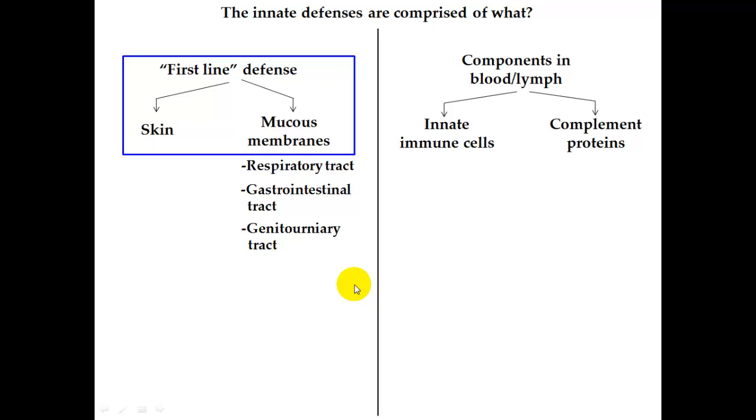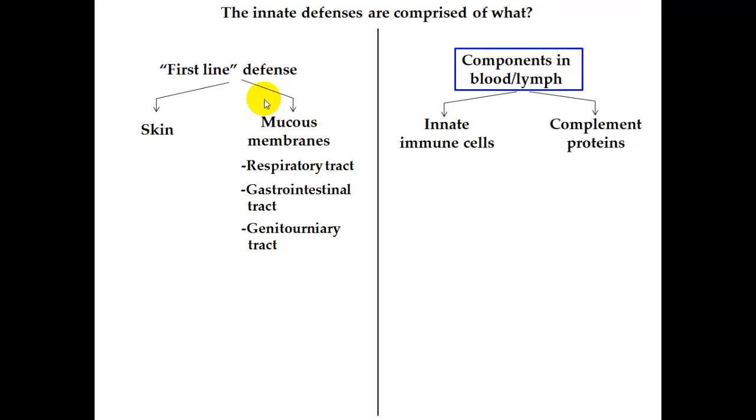So if we take you back to this chart outlining the parts of the innate immune defenses, we've just taken a look at what these first-line defenders can do to protect us against microorganisms. What we'll do next is switch over to the other branch of the innate defenses, those parts that are found in the blood and the lymph, and take a look at what they can do. First we'll take a look at innate cells found in the blood and the lymph, and it turns out that these cells can do one of three things to protect us against pathogens.